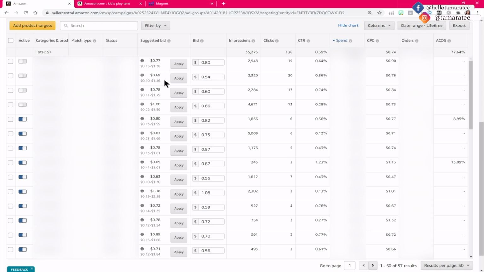But if you are starting any new PPC campaign, you should start with the suggested bid, or depending on what kind of data you gather, you may need to lower your bid or increase your bid slowly so it makes sense and your ACoS is not too high.